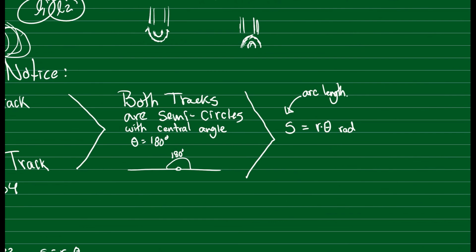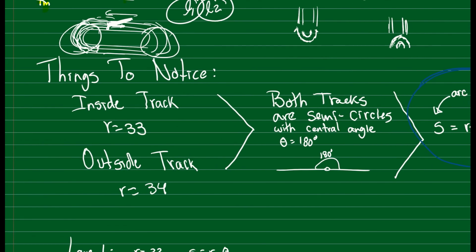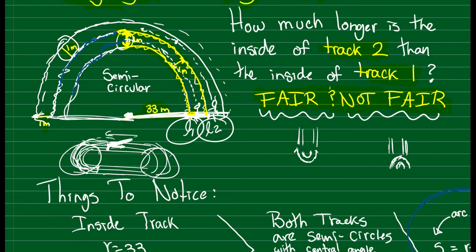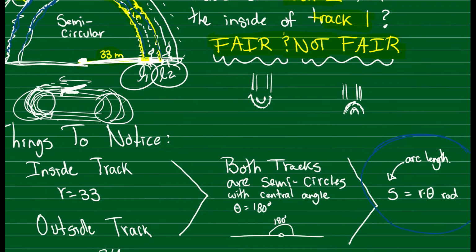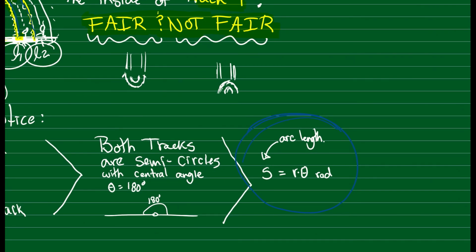The arc length. This is the formula for how to calculate arc length. That's essentially what we're interested in finding out here: how much longer is lane two than lane one. So this is the formula. Write it down.